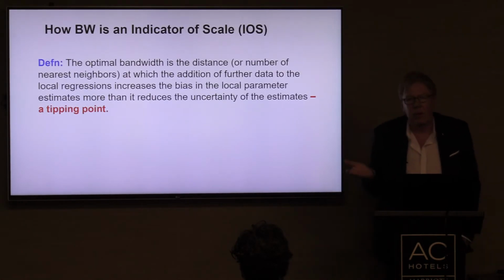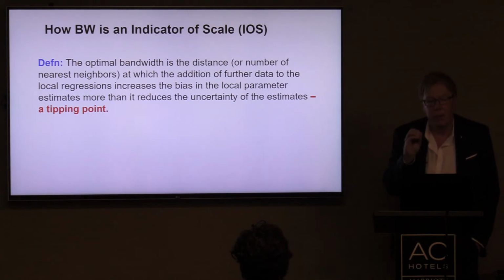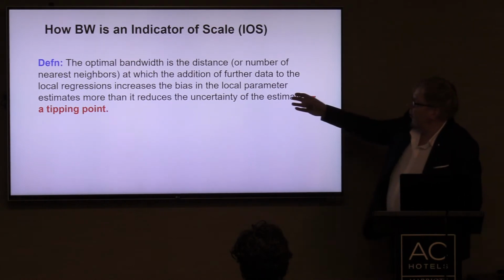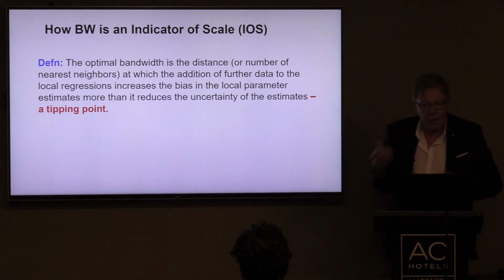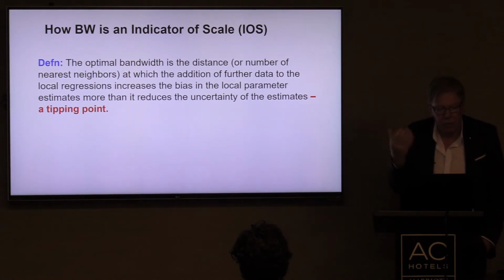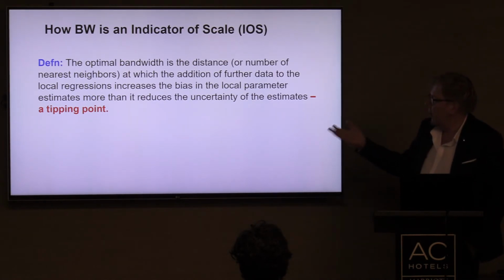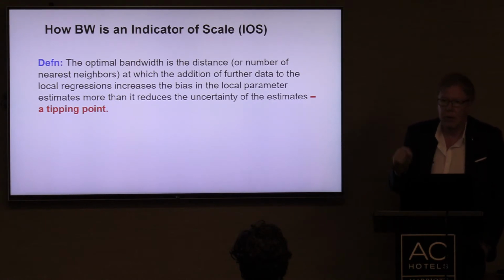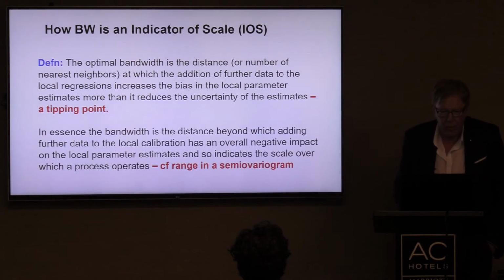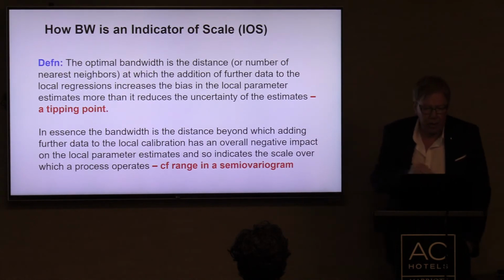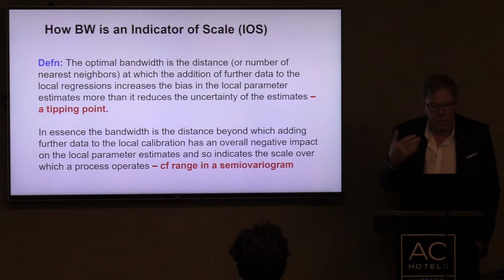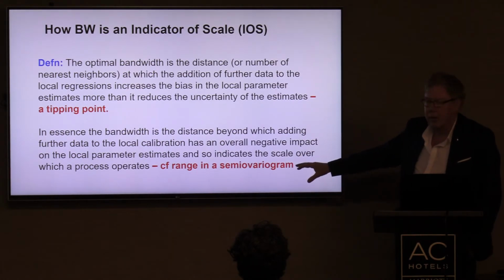So what has this got to do with scale? Well, the optimal bandwidth is an indicator of scale. My definition is that the optimal bandwidth is the distance, or it could be the number of nearest neighbors, at which the addition of further data to the local regressions increases the bias in the local parameter estimates more than it reduces the uncertainty in the estimate. So it's like a tipping point. In essence, the bandwidth that we get in MGWR is the distance beyond which adding further data to the local calibration has an overall negative impact on the local parameter estimates.